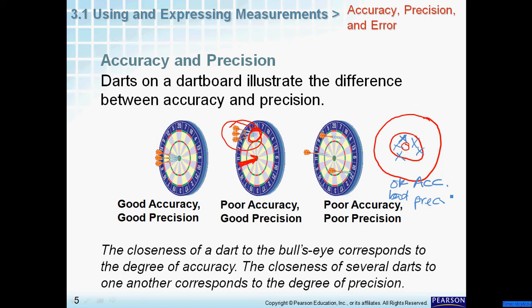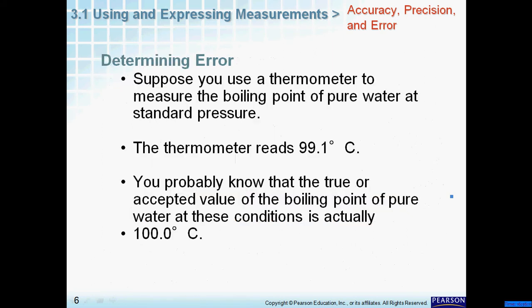Alright, let's move on from accuracy and precision and talk about error. Let's say we're using a thermometer and we want to measure the boiling point of pure water, H2O, not tap water, but distilled water, H2O. You know that the boiling point of water is 100 degrees Celsius. If you've forgotten, now you remember the boiling point of water is 100 degrees Celsius.